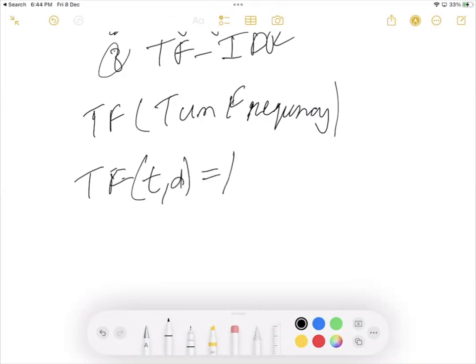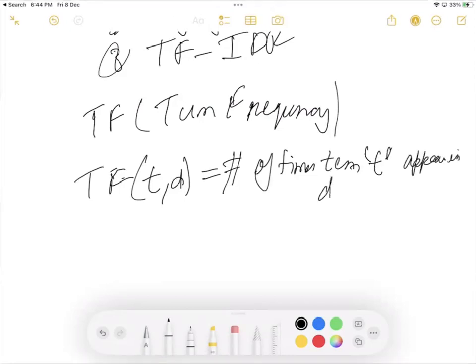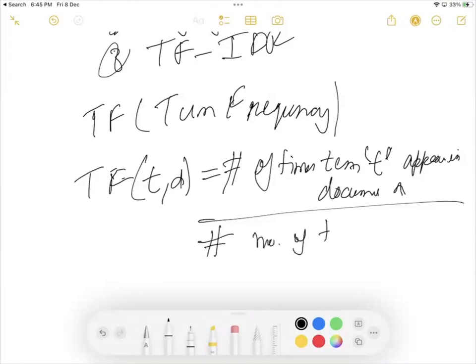So how do we write it? The number of times term t, meaning each word, appears in document d, and in the denominator we write the total number of terms in document d.